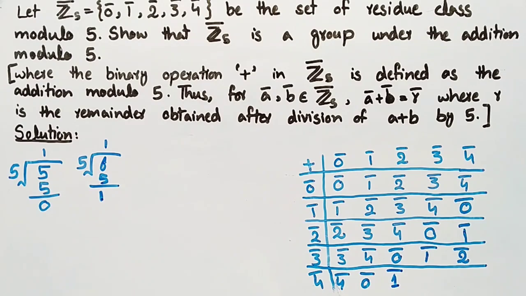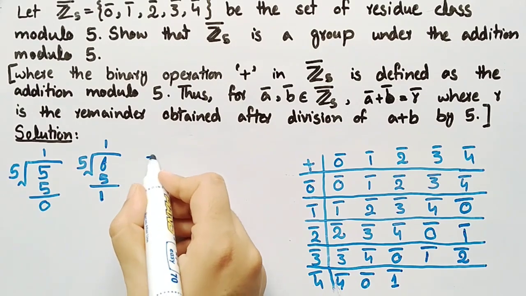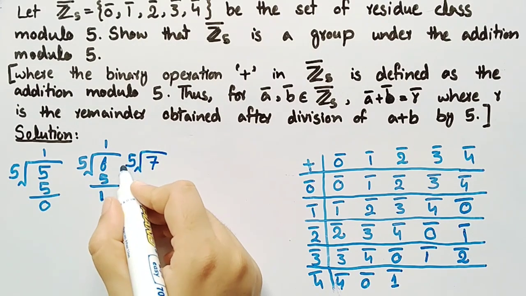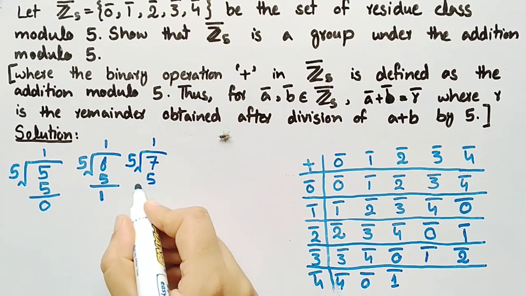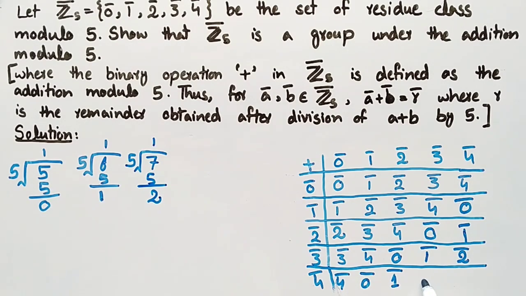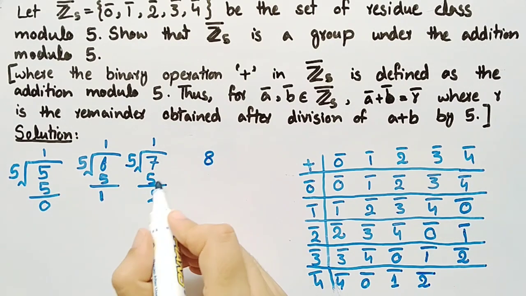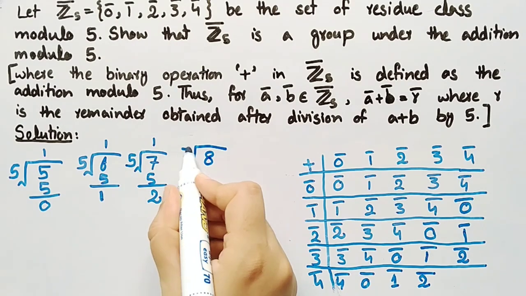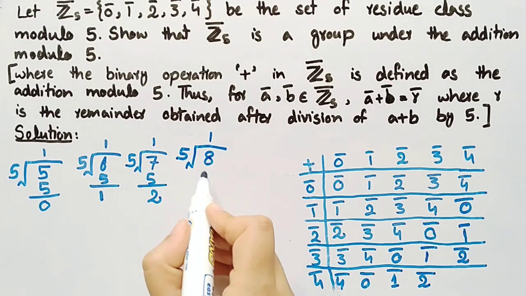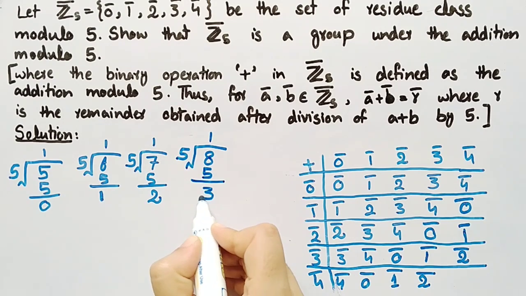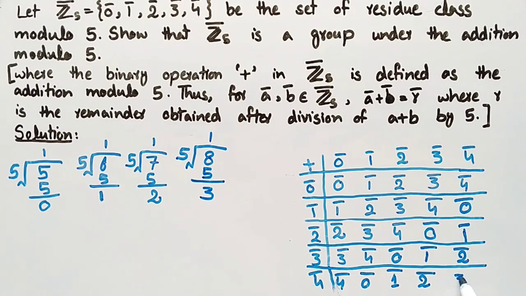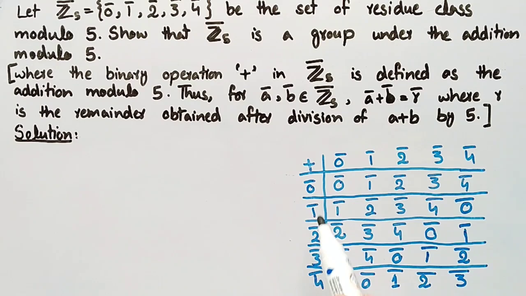4 plus 3 is 7. And 7 is greater than modulo 5. So we will divide 7 by 5. 1 times 5 is 5. And the remainder is 2. So here we will write the remainder, that is 2. 4 plus 4 is 8 and 8 is greater than modulo 5. So we will divide 8 by 5. 5 times 1 is 5. Remainder is 3. So here we will write the remainder, 3. Since we have constructed the Cayley's table, now we will check the axioms of the group one by one.